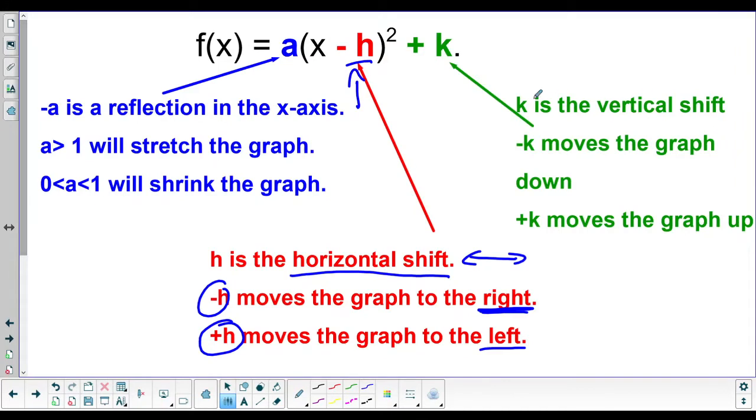Okay. K is for vertical shift. That means it's going to move it up and down. K is like your current boyfriend or girlfriend. Super honest, super loyal, never lies to you.